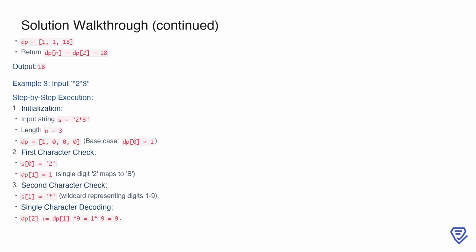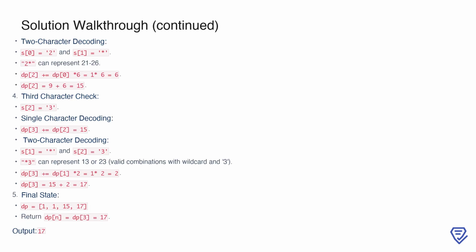Next, we handle the second character, s1, which is asterisk. For the single character decoding, asterisk can represent any digit from 1 to 9, so we add dp1 * 9 to dp2, resulting in 9. Additionally, we evaluate the two-character decoding for the substring 2 asterisk. Here, 2 combined with asterisk can represent numbers from 21 to 26, so we add dp0 * 6 to dp2, contributing another 6. This brings dp2 to 15.